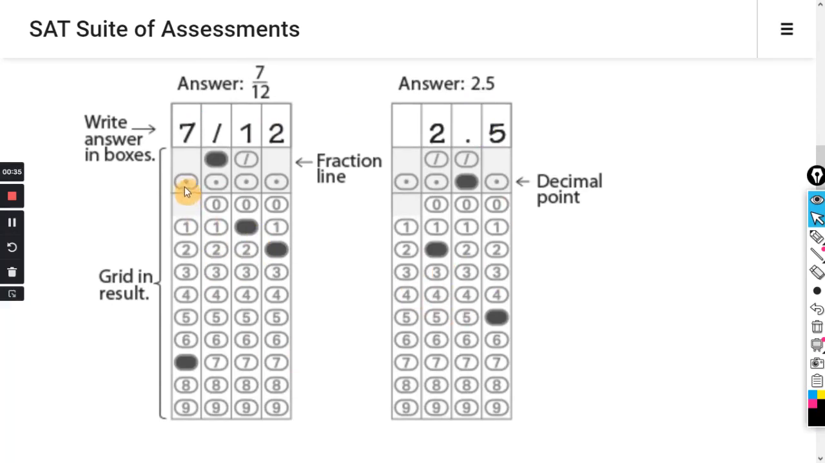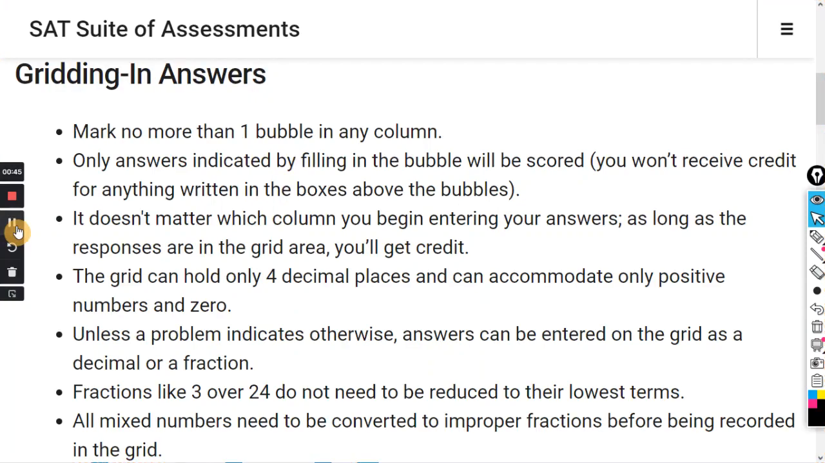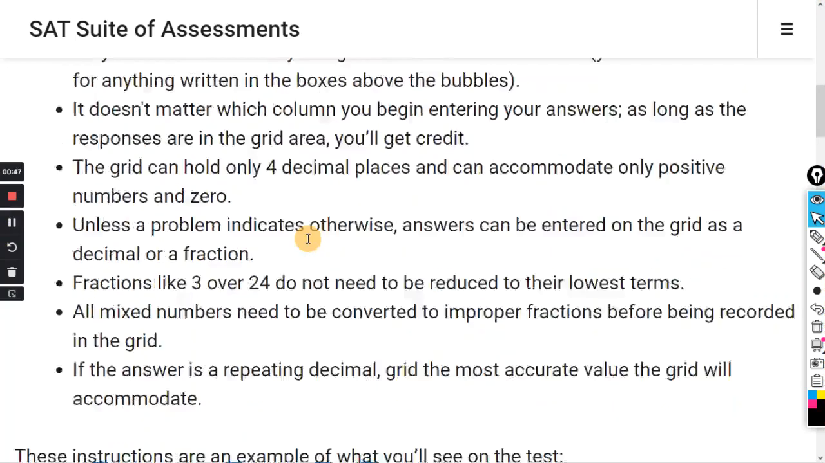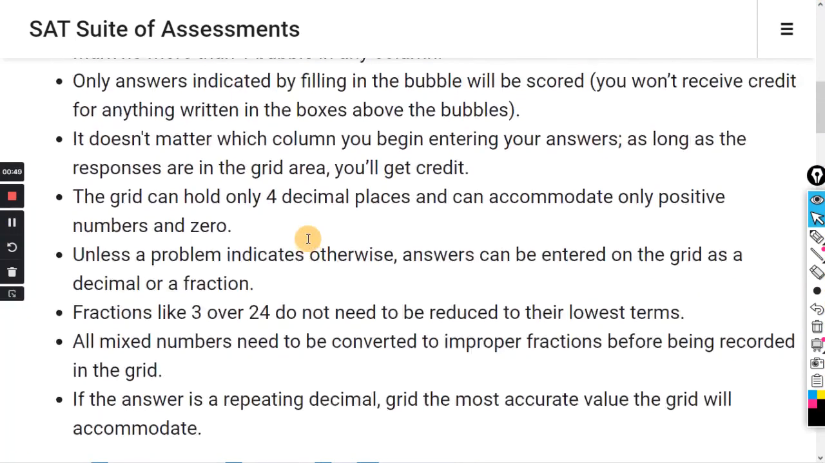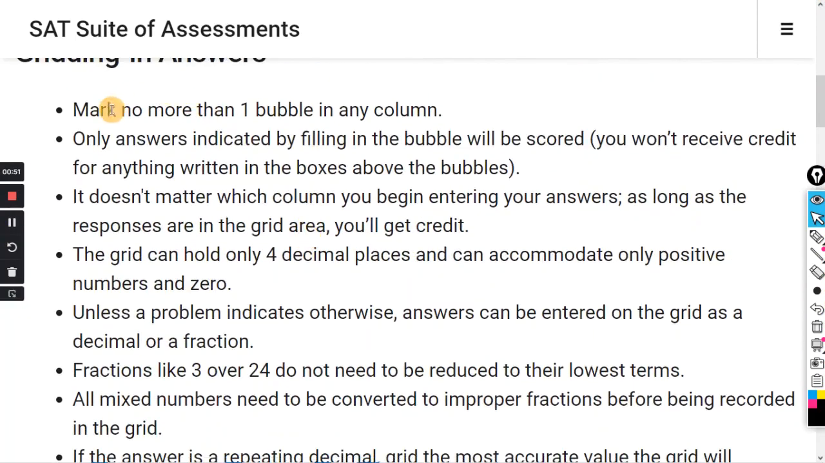So there's a circle or bubble for a decimal point. There's a bubble for a slash as far as a fraction is concerned. I'll give you an example when we get to the bottom here. It says mark no more than one bubble in any column. Only answers indicated by filling in the bubble will be scored. You won't receive credit for anything written in the boxes above.